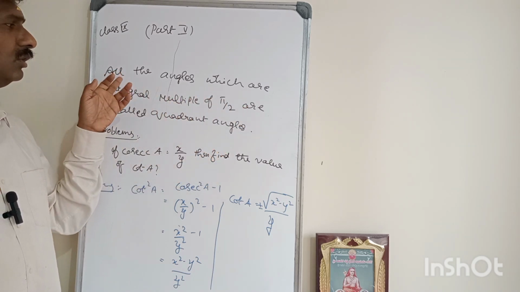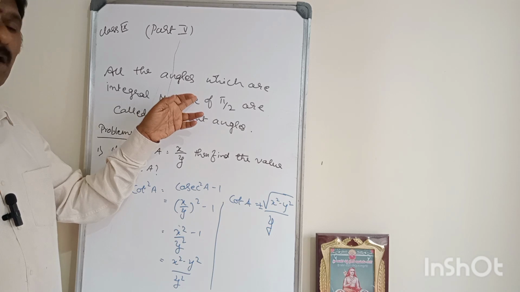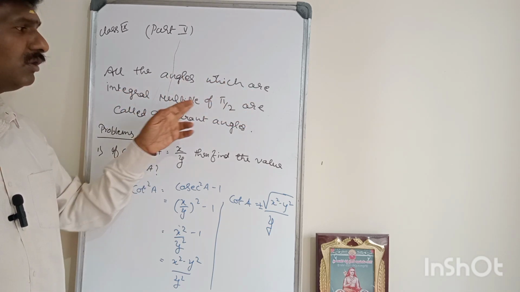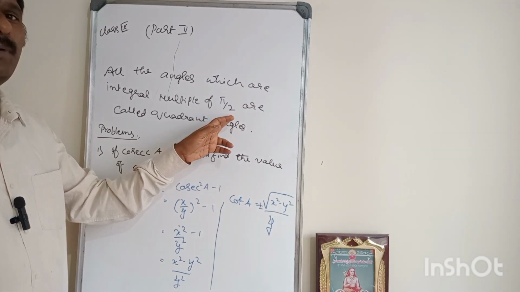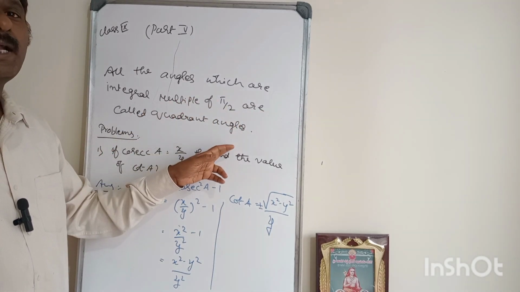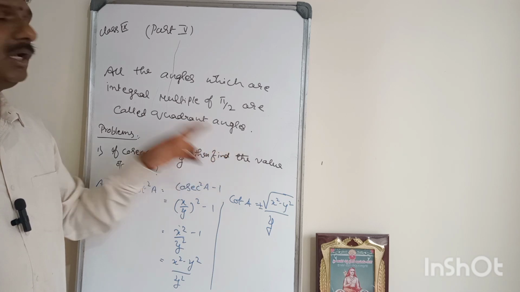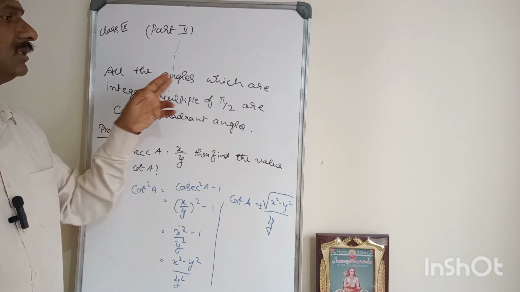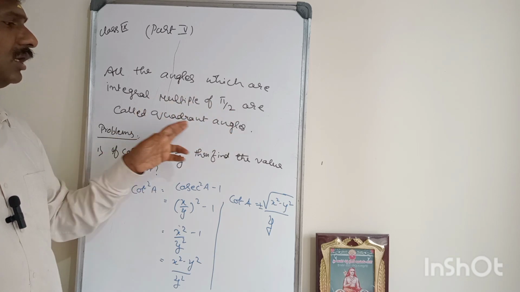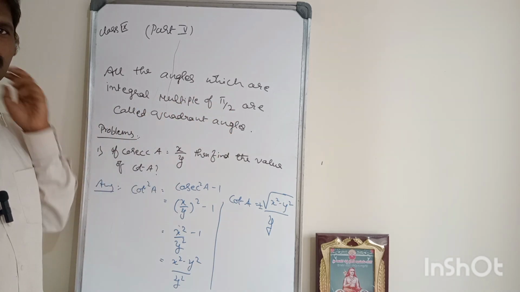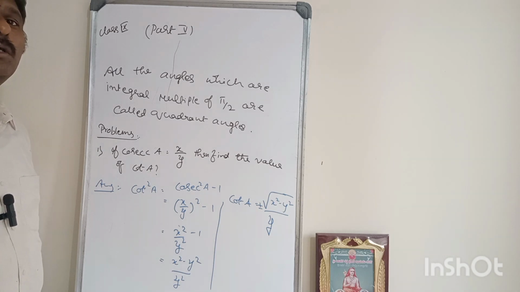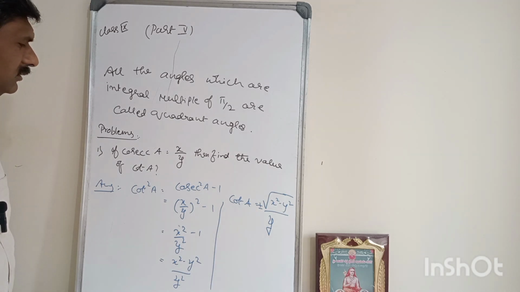Quadrangles ಅಂದ್ರೆ ಏನು? All the angles, ಎಲ್ಲ angle which are multiples of pi by 2. pi by 2 multiples ಇದ್ರೆ ಅದನ್ನ ನಾವು ಏನಂತ ಕರಿತೀವಿ? Quadrangles ಅಂತ ಕರಿತೀವಿ. ಅಂದರೆ all the angles which are integral multiples of pi by 2 are called quadrangle. Then after that we have problems on the quadrangle function.